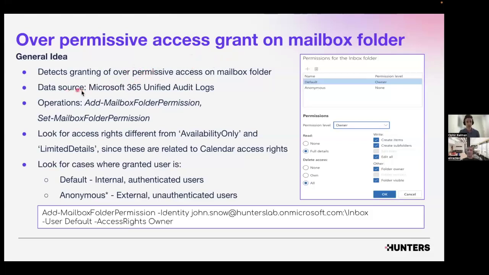The data source we're using for this detection is Microsoft 365 Unified Audit Logs. The operations used for that are add mailbox folder permission and set mailbox folder permission. We don't look for write access named availability only and limited details because they are related to calendar access rights. We also only look for cases where the granted user is either default or anonymous. Default is used for internal authenticated users, and anonymous is used for external unauthenticated users.